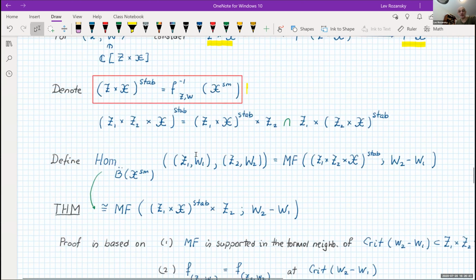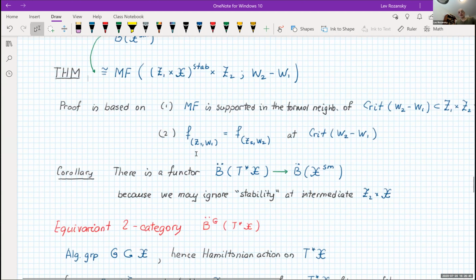So therefore, we have a functor from the category of the cotangent bundle to the category of the restricted open subset. You do not change the composition because you cut anything from Z2, because the pieces that you cut are away from critical loci. So they do not affect the category of matrix factorizations. And this is good from a technical point of view.